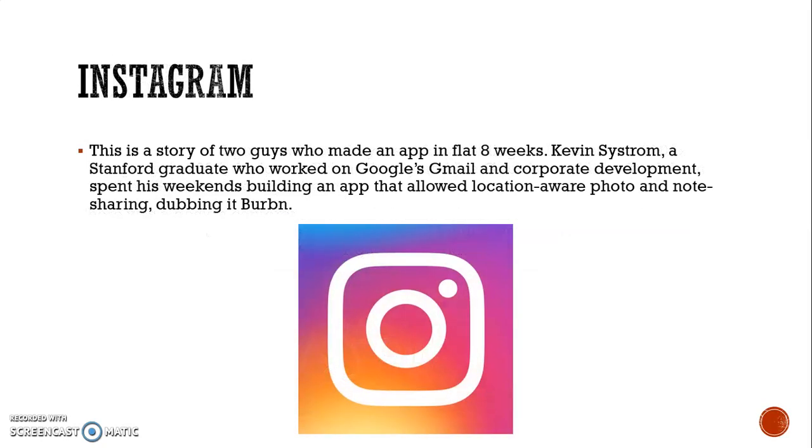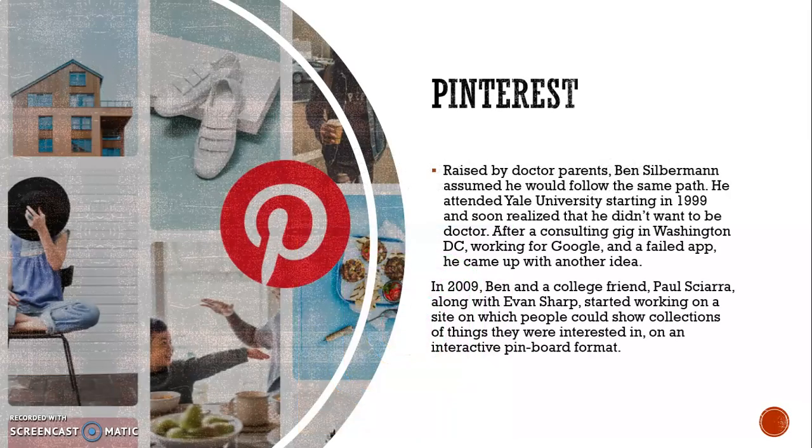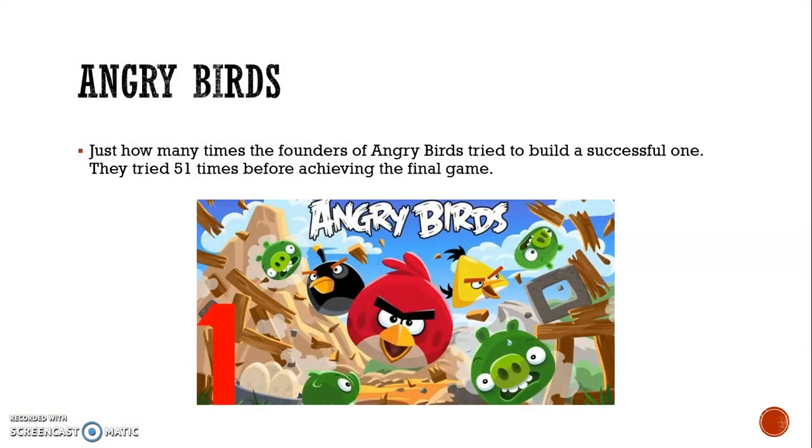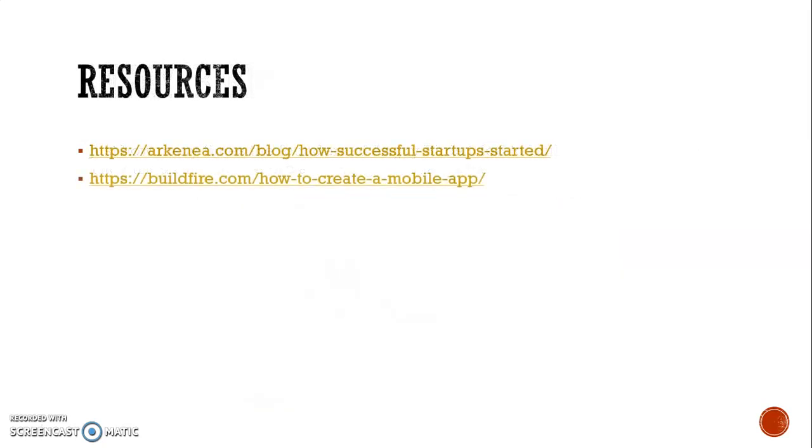Instagram also was a startup company. Pinterest, that is well known as a source of searching images and ideas, and Angry Birds, a famous video game, it was not easy for them to do this. They had to try 51 times, and this was also a startup. Okay, so that's all.